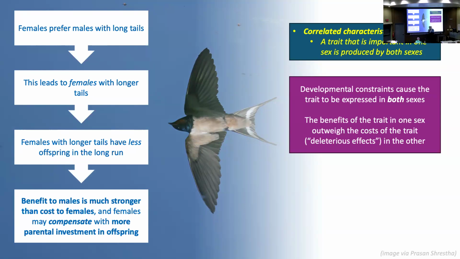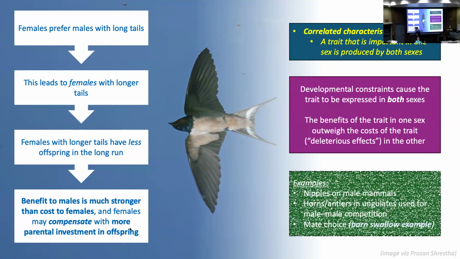So in order for a female to cope with this developmental constraint, she has to compensate through other traits. And that might mean, for example, putting more parental investment into offspring. So she can't have as many offspring in the long run, and she'll make sure that the offspring she has survive at a much greater rate than they would if she had a shorter tail. So this is an example of a correlated characteristic.